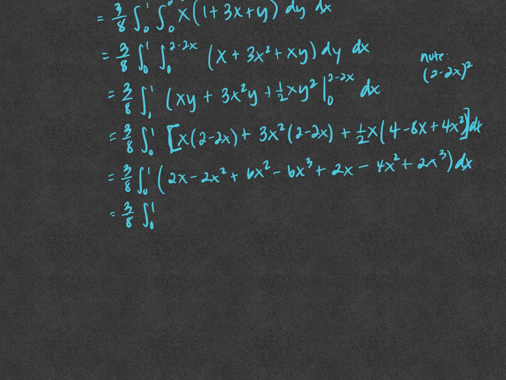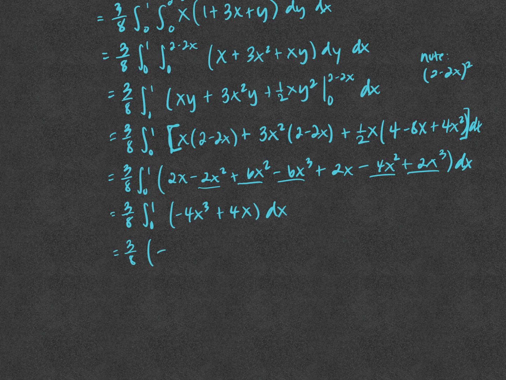Let's combine like terms. So we have negative 6x to the third plus 2x to the third makes negative 4x to the third. Now we have negative 2x squared plus 6x squared minus 4x squared. That gives me 0 for that, and 2x plus 2x makes plus 4x, with respect to x afterwards. So we could factor out that 4 and cancel. I'm not going to. I'm just going to integrate. That's going to work out nicely.